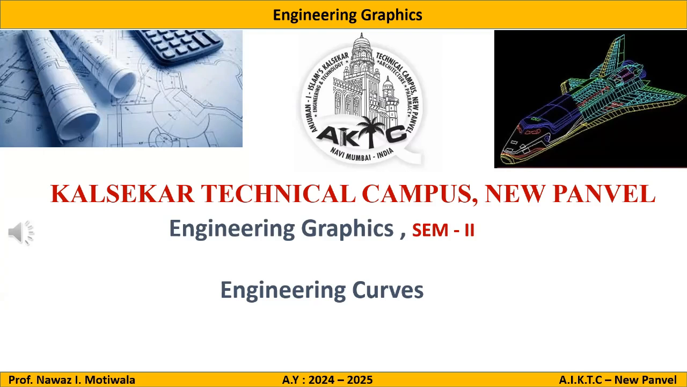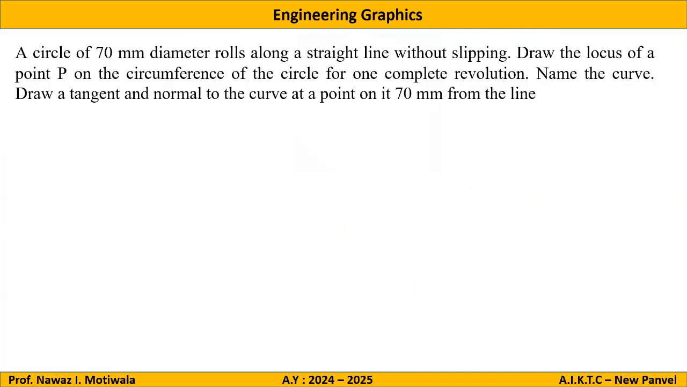Good morning, students. Today we will start with the topic on engineering curves, which comprises curves such as cycloid, involute, and helix. So let us move forward with the first question of cycloid, which says a circle of 70 mm diameter rolls along a straight line without slipping. Draw the locus of point P on the circumference of the circle for one complete revolution.